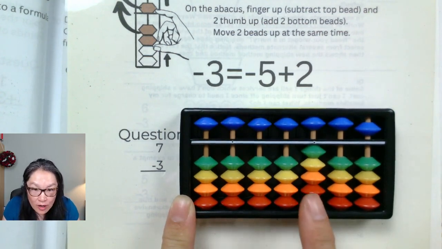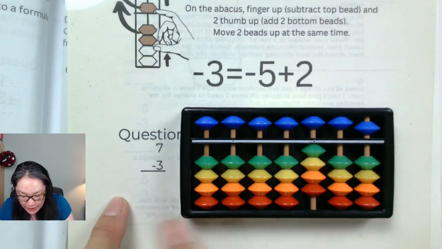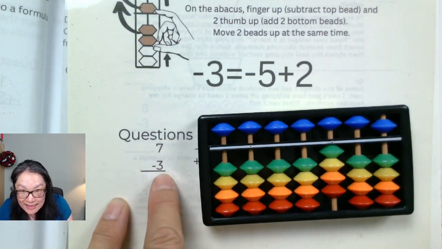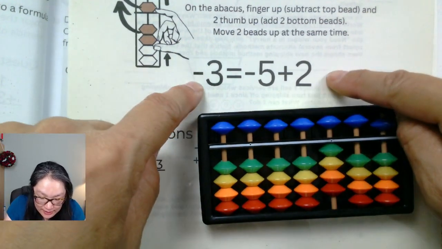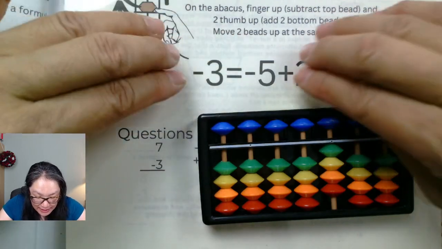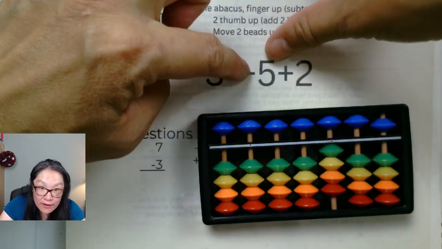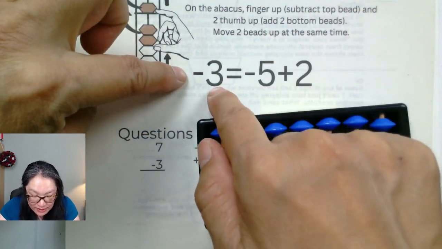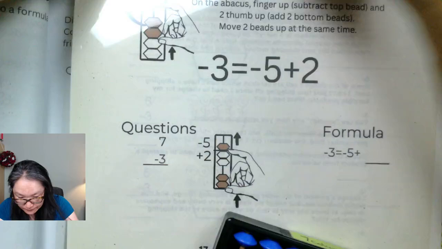This is 4. My final answer is 4. That is what I did. So here is a sample question. This is the formula that we need to memorize. This is nice because we know that if we're trying to make a 5, if we want to minus the 3, we have to plus the 2.